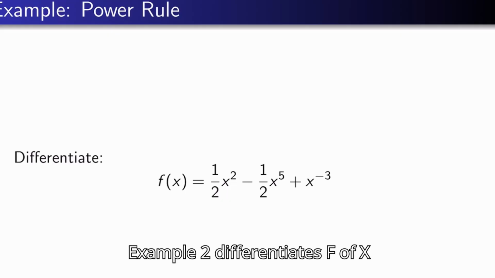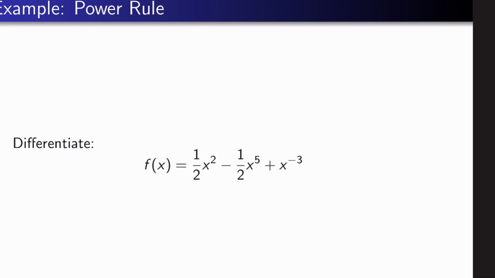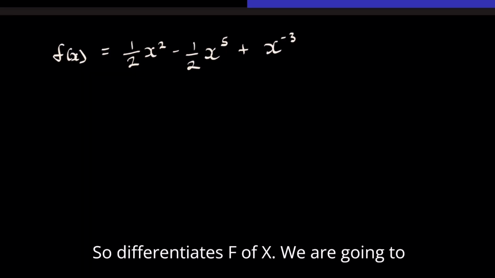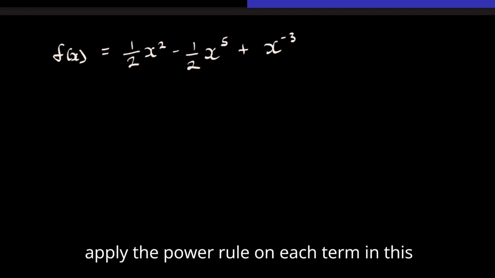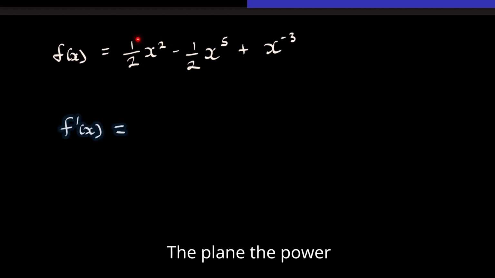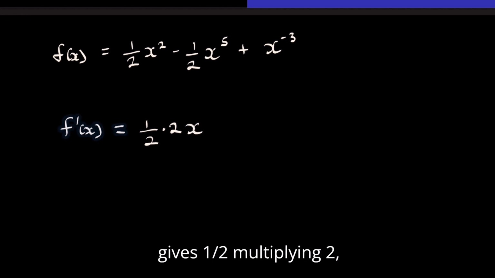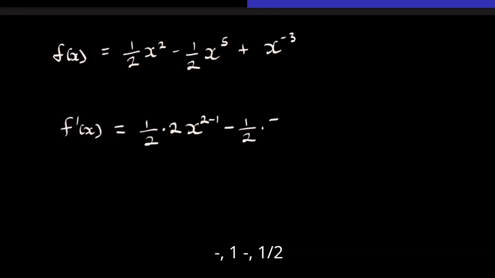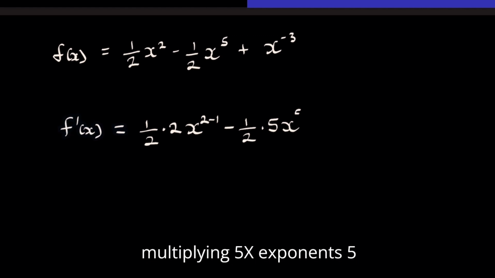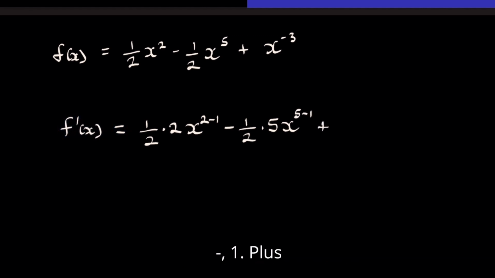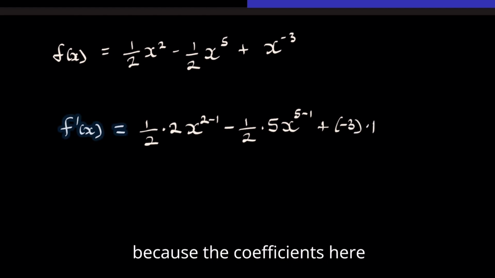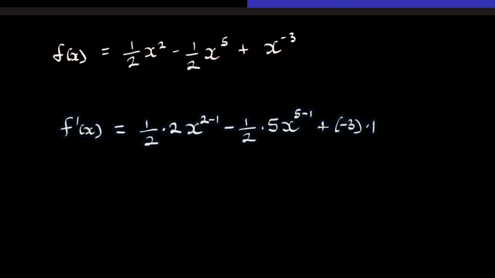Example 2. Differentiate f of x given below. To differentiate f of x, we are going to apply the power rule on each term in this expression. Applying the power rule on the first term gives 1/2 multiplying 2, then x exponent 2 minus 1, minus 1/2 multiplying 5, x exponent 5 minus 1, plus minus 3 multiplying 1, because the coefficient here is 1, then x exponent minus 3 minus 1.